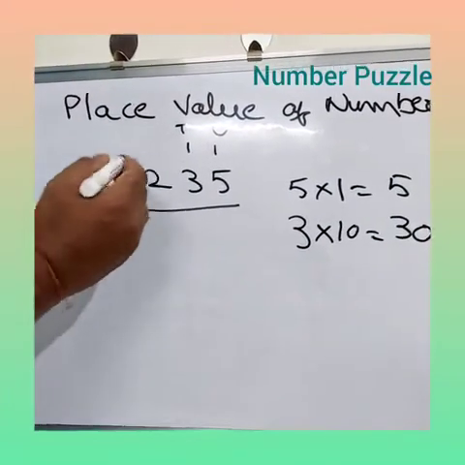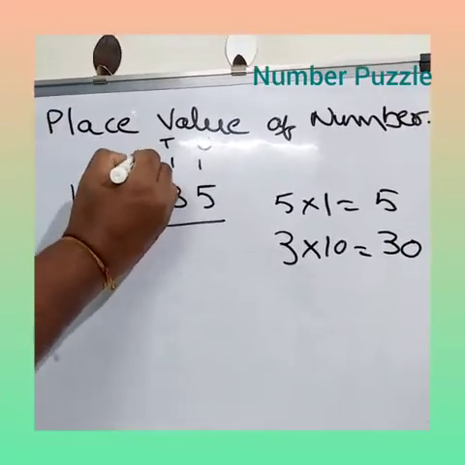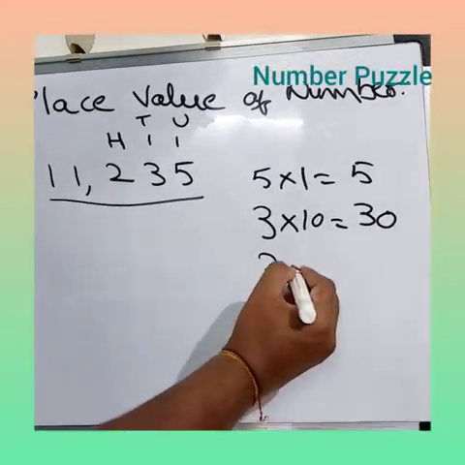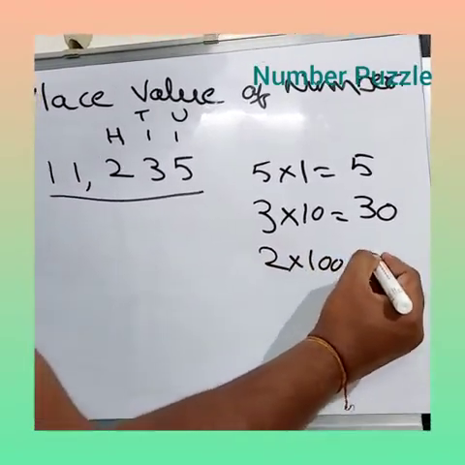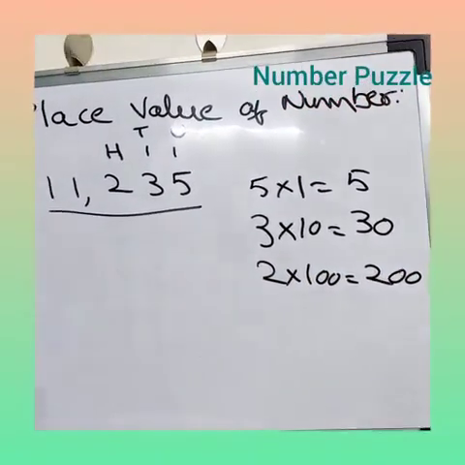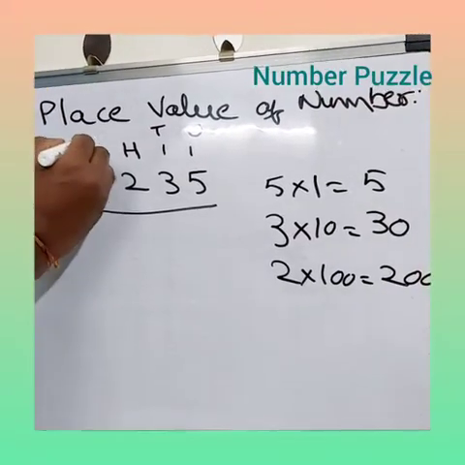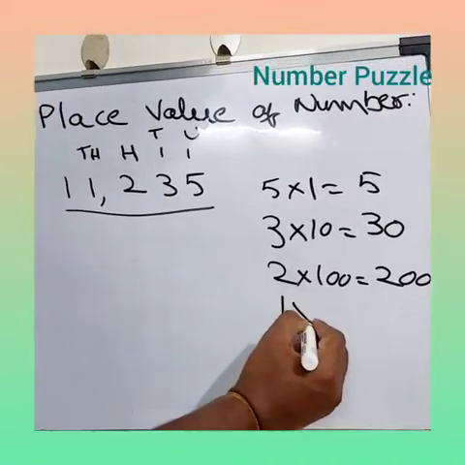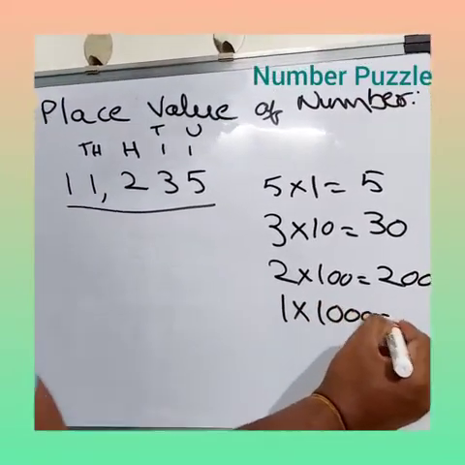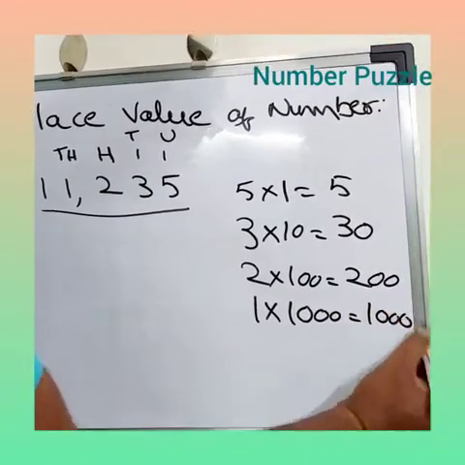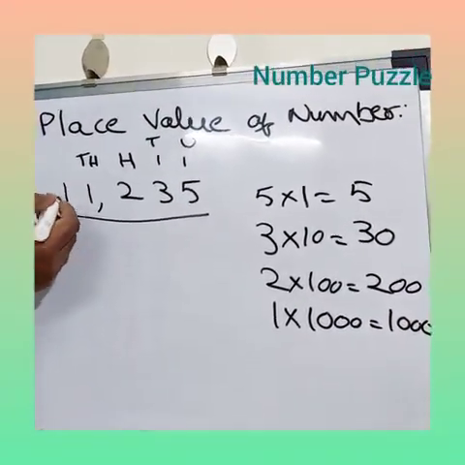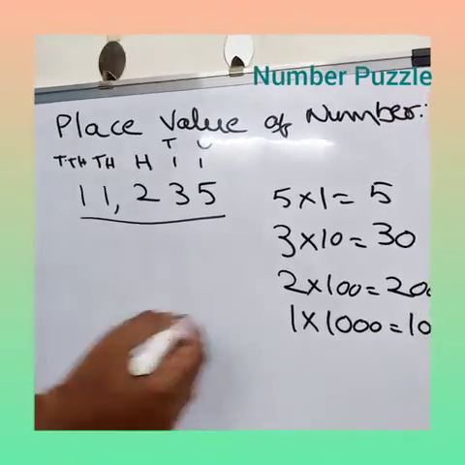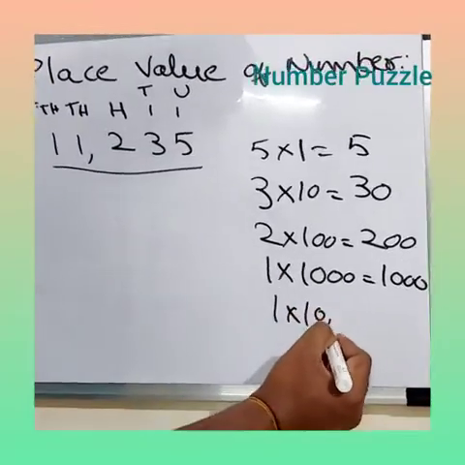What is the next number? 2. This is the hundreds position. So what is the place value of 2? 2 into 100, that is 200. Next, 1. It is at the 1000 place. Then what is the place value of 1? That is 1 into 1000. So the place value of 1 is 1000. What is the place value of this last number? That is at the 10,000 position. So 1 into 10,000.